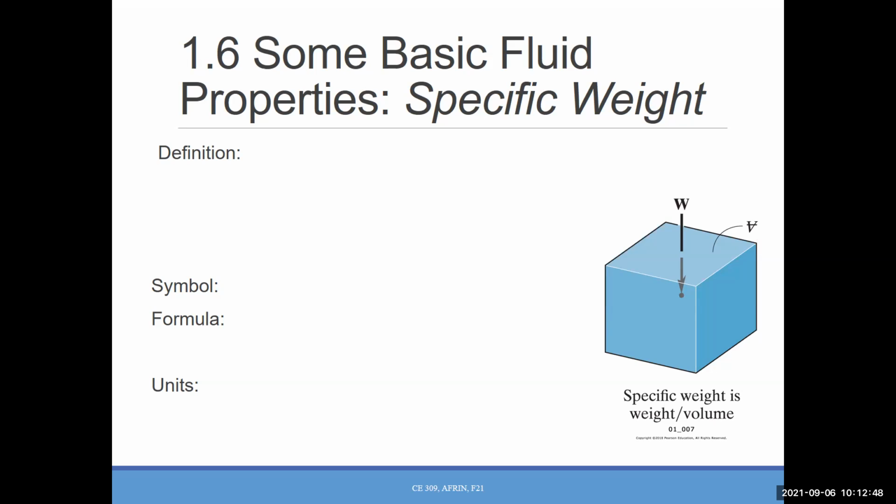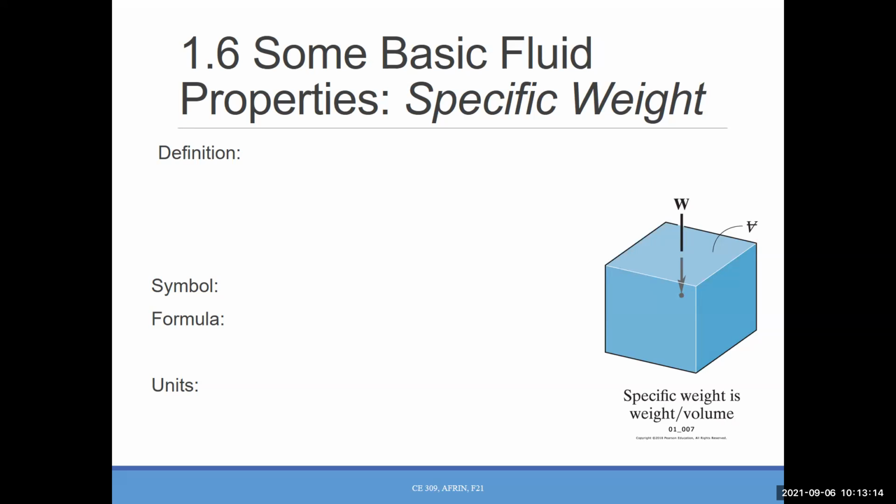And what is the equation? At least can you tell me that? Specific weight. Weight over volume. So what does that mean? The weight of the matter contained within 1 unit of volume.